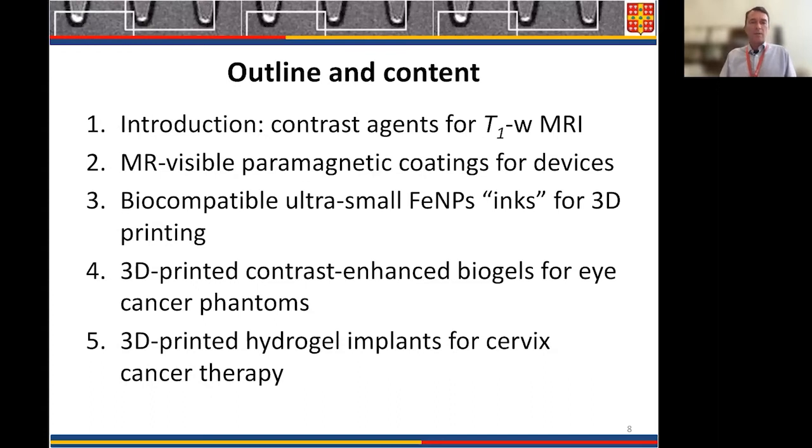And then I will move to the description of biocompatible ultra-small iron oxide nanoparticles that we developed in the lab specifically as an additive or as an ink for 3D printing. And then I will conclude the presentation with two applications where hydrogels are developed and 3D printed for specific cancer applications. One is the phantoms for eye cancer therapy, and the other one is hydrogels for gold nanoparticle elution properties in cervix cancer therapy.